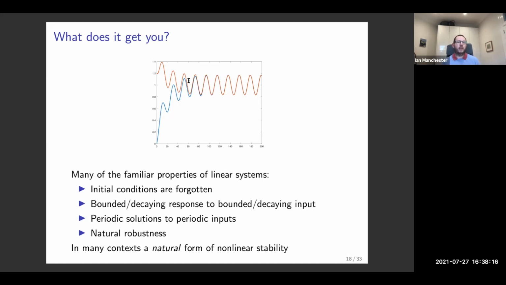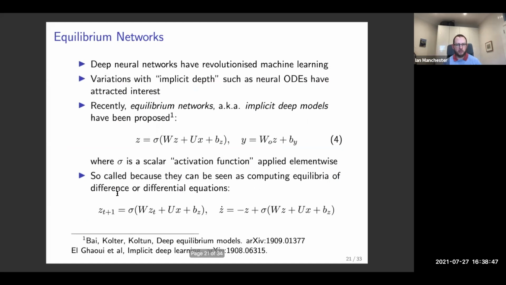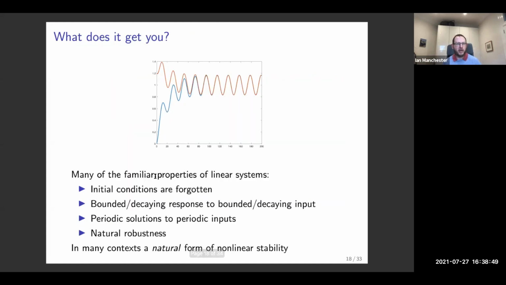So basically, there are many nice properties of stable linear systems. For example, initial conditions are forgotten exponentially. If you have a bounded or decaying input to the system, then the output will be bounded or decaying in a similar way. If you have a periodic input to a system, then the output will be periodic, and you have kind of natural robustness in various other senses as well. So when you have a contracting nonlinear dynamical system, all of these remain true.